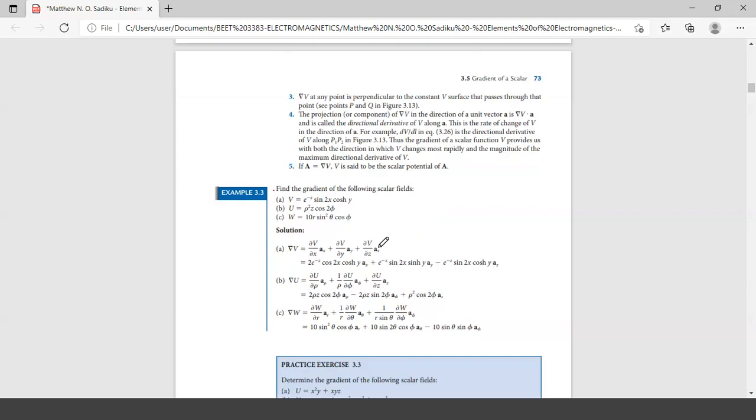So a W is spherical because I have R, theta, and phi. So you differentiate the R part, and this is you differentiate the theta part, and phi you differentiate the phi part.